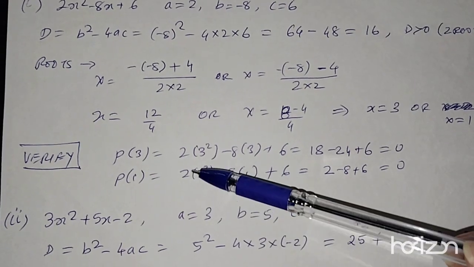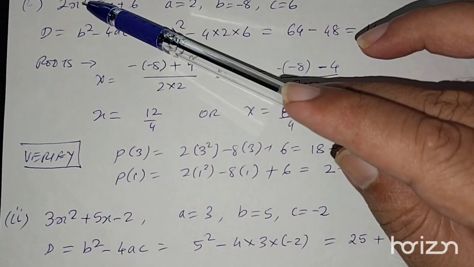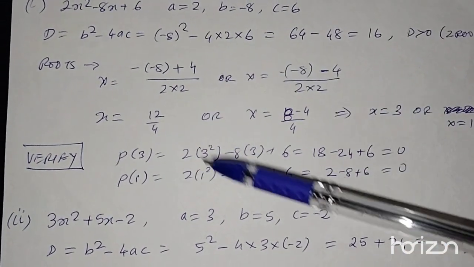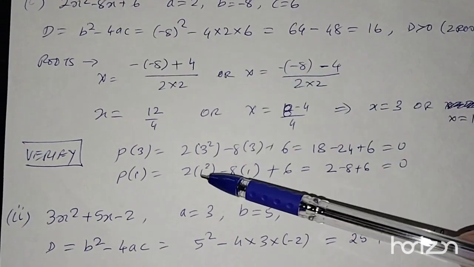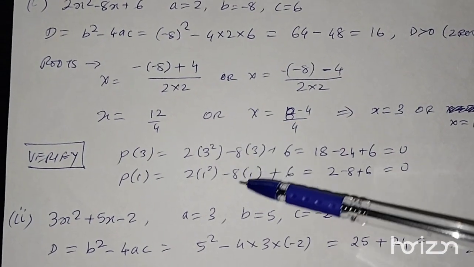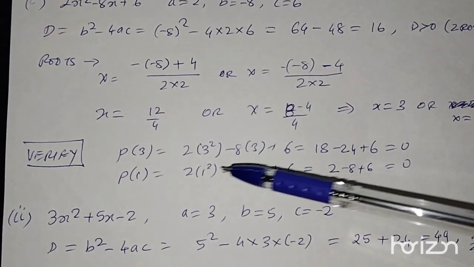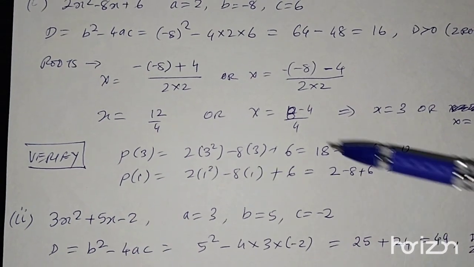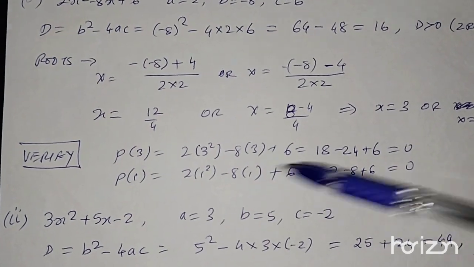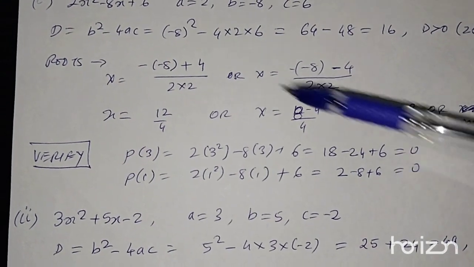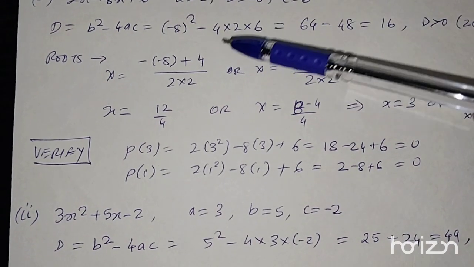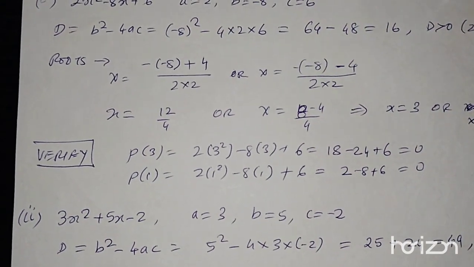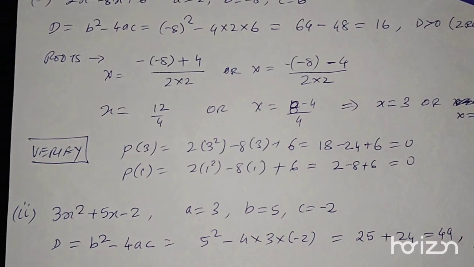Similarly, P of 1, you substitute 1 in this equation. So when I substitute 1 for x, 2 into 1 squared minus 8 into 1 plus 6. So 2 plus 6 is 8, 8 minus 8 is 0. So this is verified. Okay, so this is how we have used this formula.